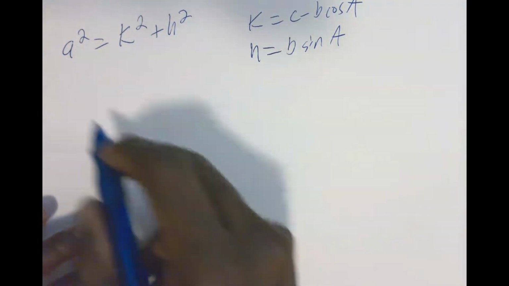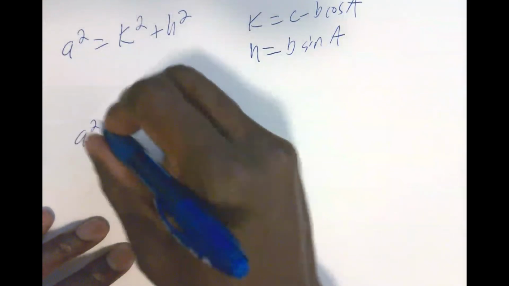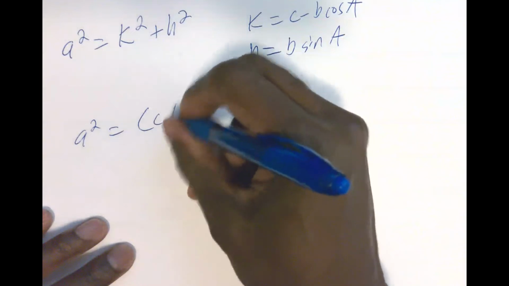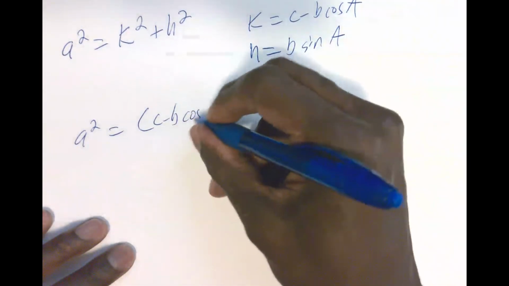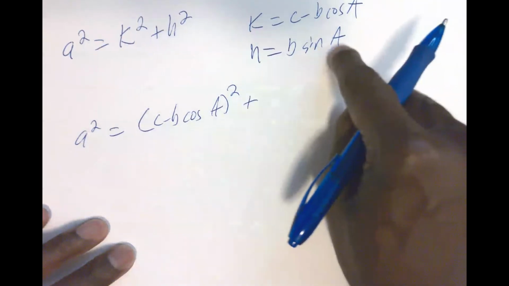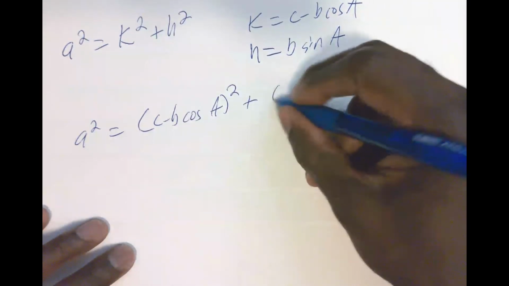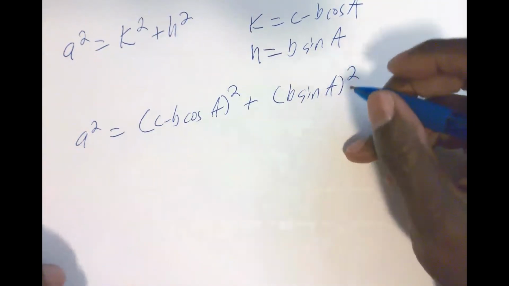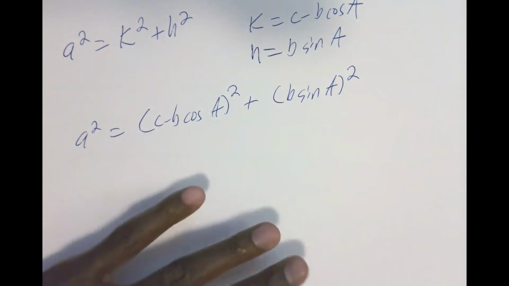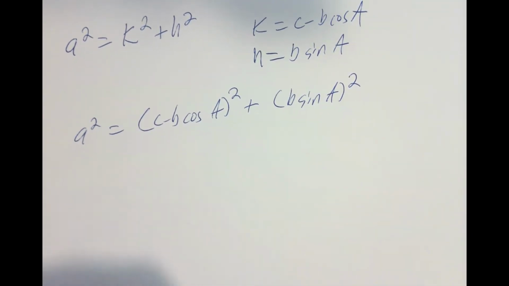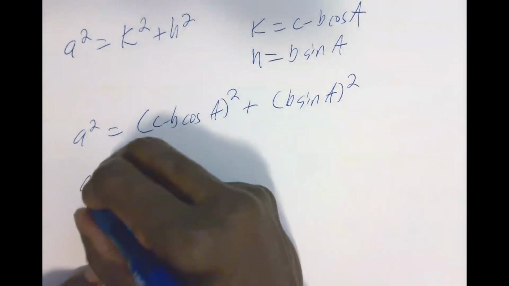So let's go ahead and do the substitution. Then a squared would be (c minus b cosine A) squared plus (b sine A) squared. All right, so from here, we're just going to do a little algebra. We're going to square these and use one trig identity to simplify. So let me go ahead and square this.